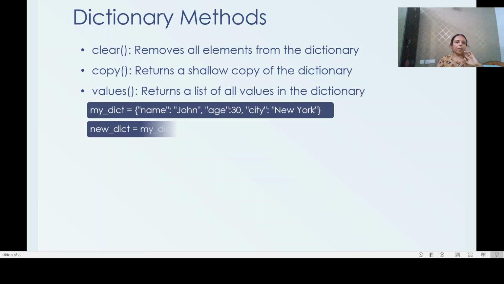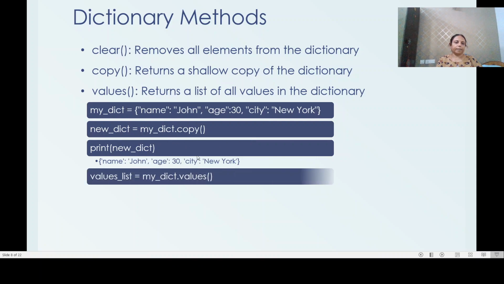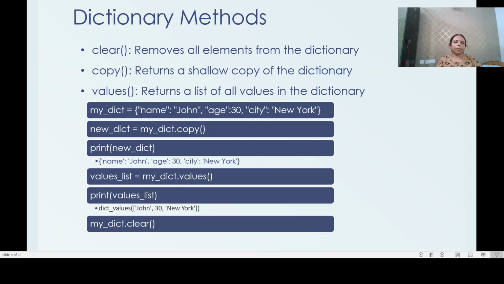I'll give an example. Here I am using my dict.copy. Copy means you are creating a new dictionary. This new dictionary will contain all the elements of this. Then if I print the new dictionary, we are creating a copy of that dictionary. Now look at this, I am using values. Values means it will return only the values. So which are the values here? We have John, 30, New York. These are the values that will be returned. And you have a clear method to remove all the elements in the dictionary. So you will get an empty dictionary if you print it.